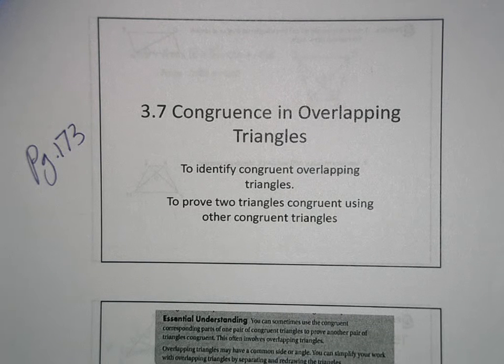Math 2, section 3.7, congruence and overlapping triangles. So we're going to have overlapping triangles. Oftentimes the easiest thing to do is separate these triangles in order to prove that they are congruent.